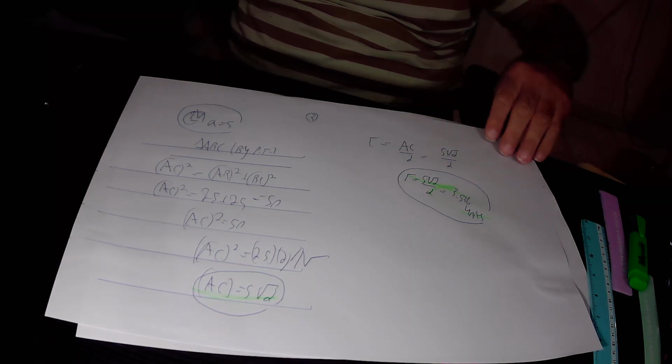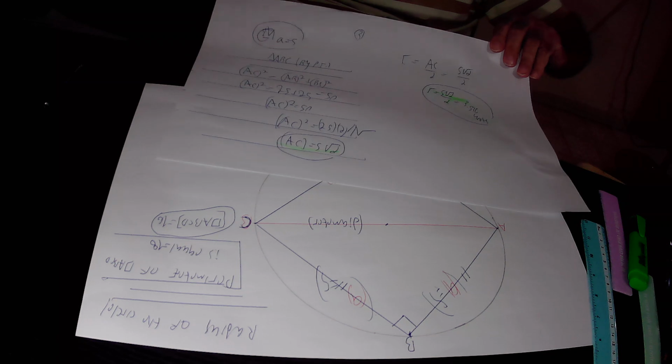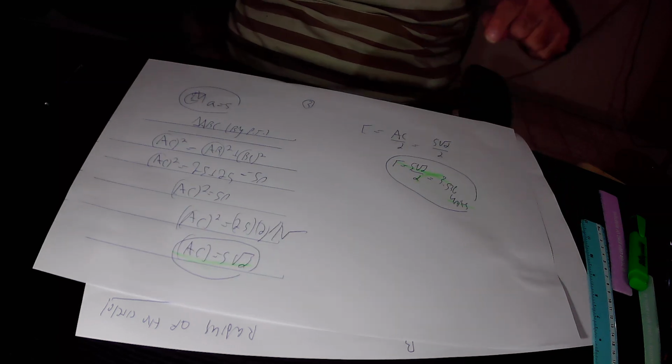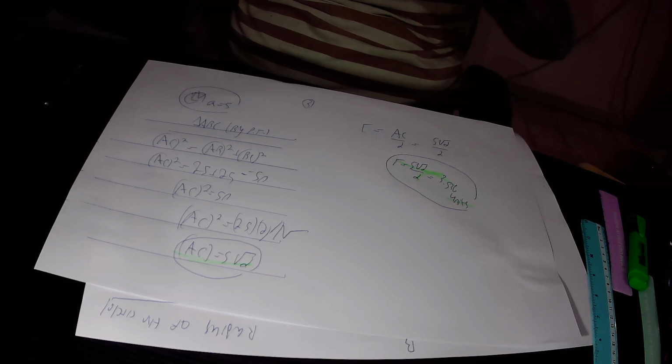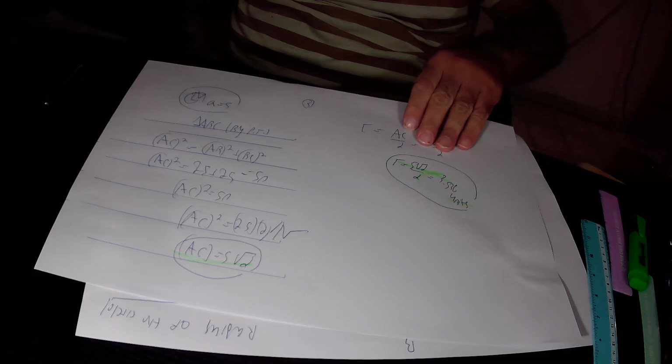In decimal numbers, the radius of this circle R equals 3.536 units in length. So we finish the solution of the first question, and in the next step we repeat on the solution of the second question.